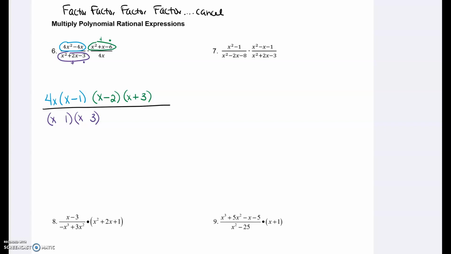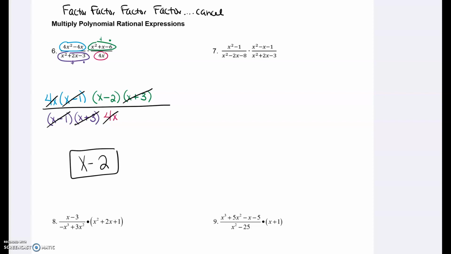Because we're adding up to positive 2, the bigger number needs to be positive. And then 4x, there's not a whole lot we can do with 4x, so 4x is just chilling there. So factor, factor, factor, factor, and now look for things that are the same. We've got x minus 1 is the same, 4x is the same, x plus 3 is the same. The only thing that is left is x minus 2. So our answer is x minus 2.